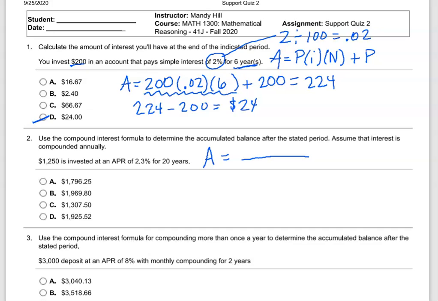Well, simple interest only calculates the interest once a year. It's just going to take it and do it once a year. Compound interest is calculating it, it's adding on every time.